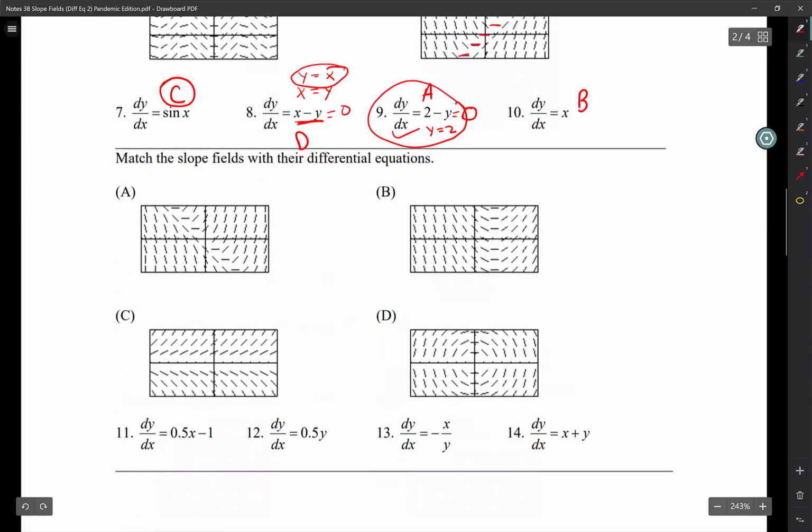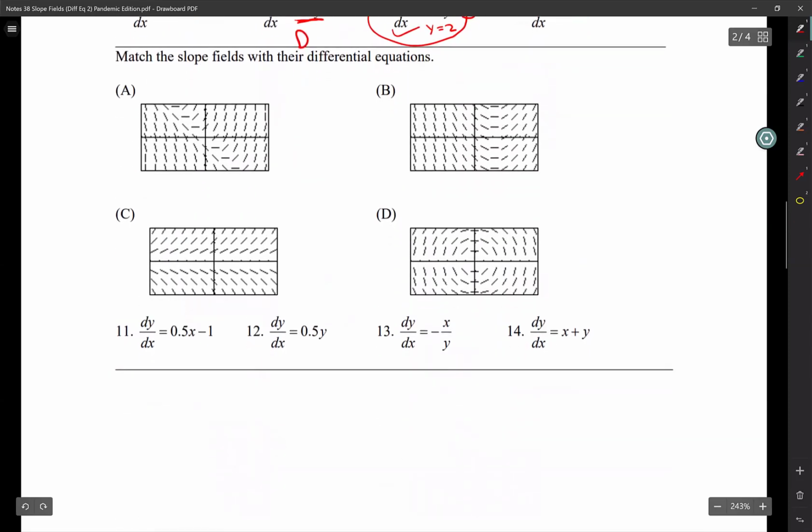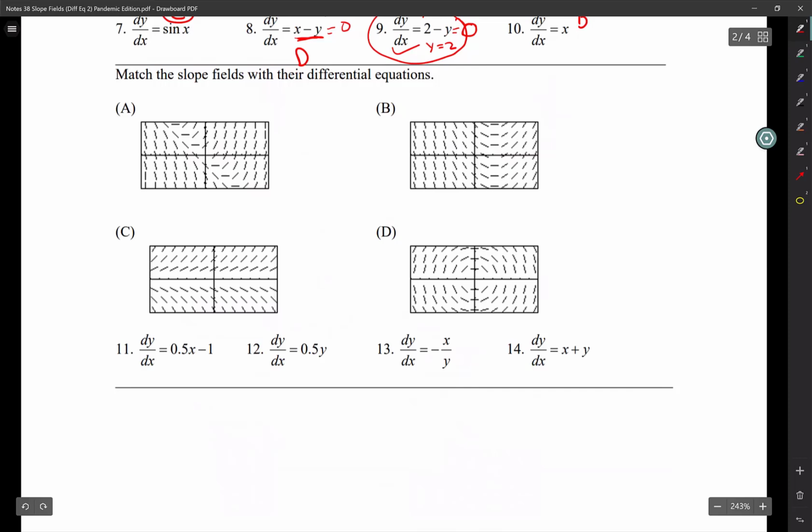Okay. Here we go. Match the slope fields with their differential equation. Let's see if we can do it again, guys. Number 11, 0.5x minus 1. It's only affected by x. So look for a graph that is only affected by x. It looks like this one.